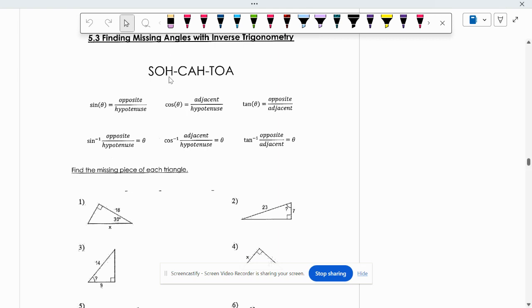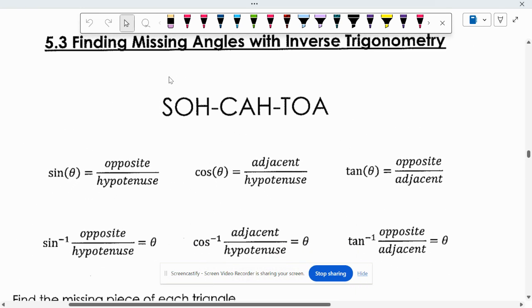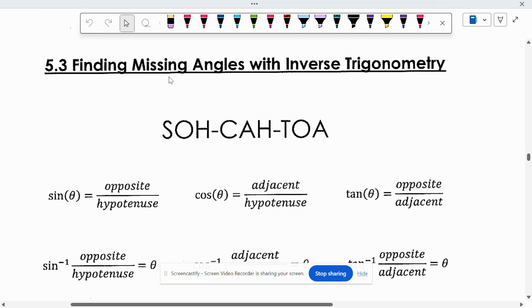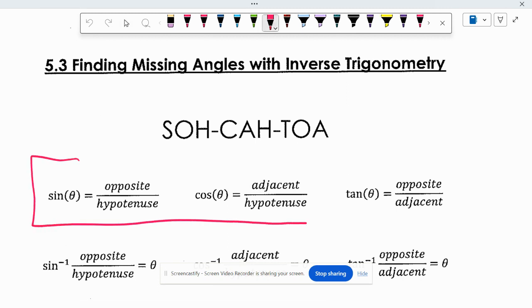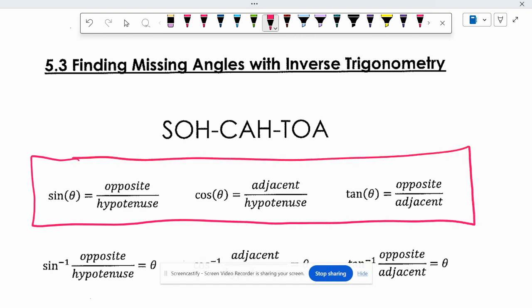Okay. All right. So we learned that if we are missing a side of a right triangle, we can find the missing side using any of these functions. This is for a missing side. When we have this, we are given an angle measure.